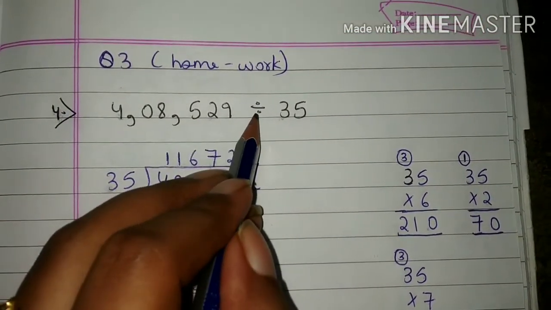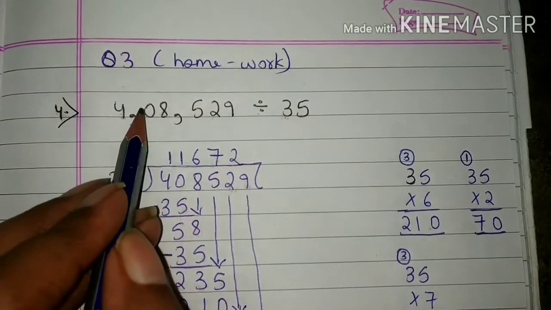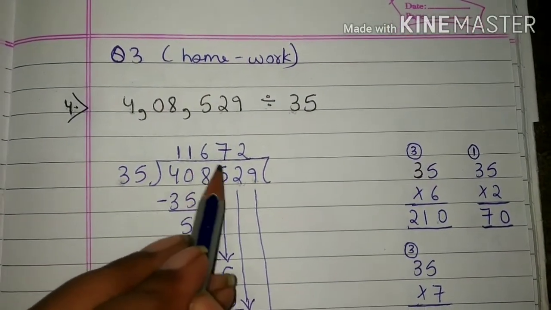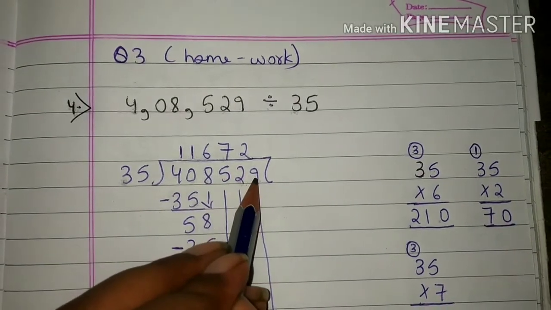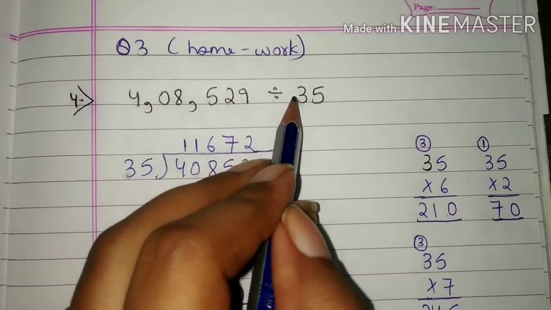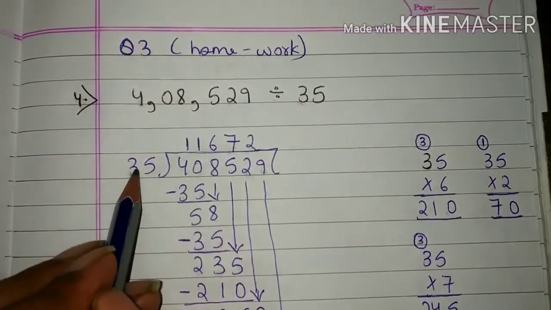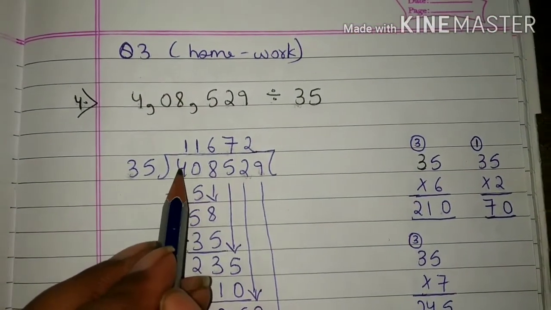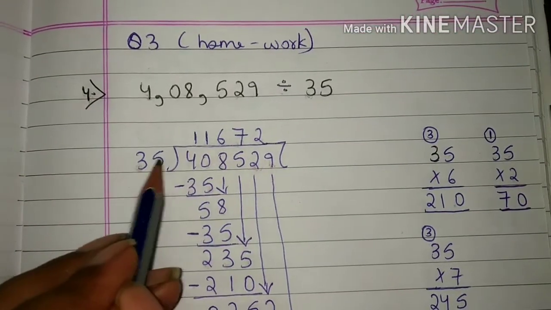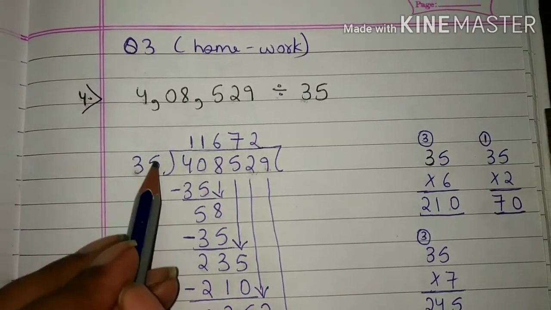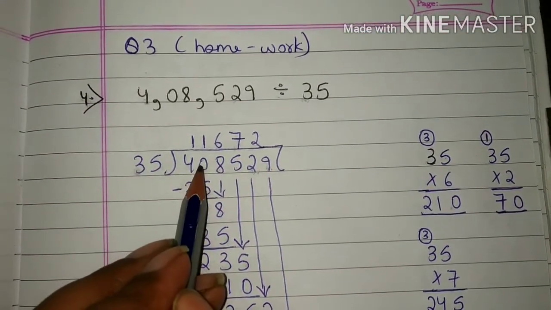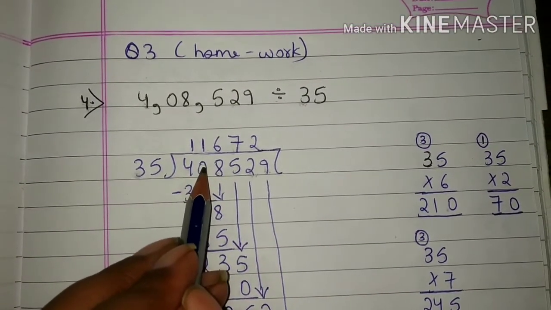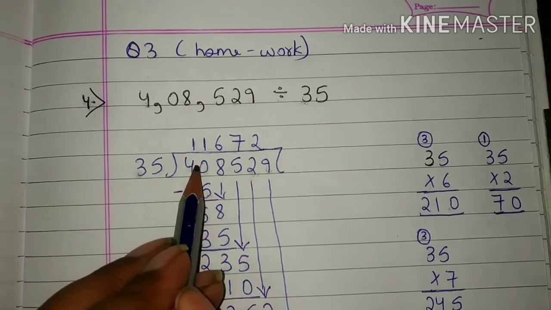4,08,529 divided by 35. Students, we will write 4,08,529 here, and after that we will write 35 here. Students, in this question we are dividing the number by 2 digits, that is 3, 5. So here also we will consider 2 digits, that is 40.